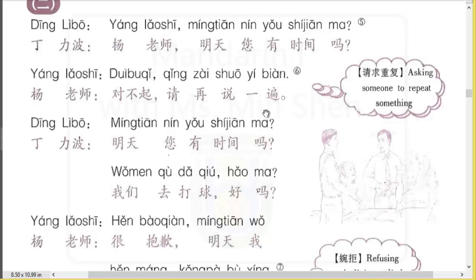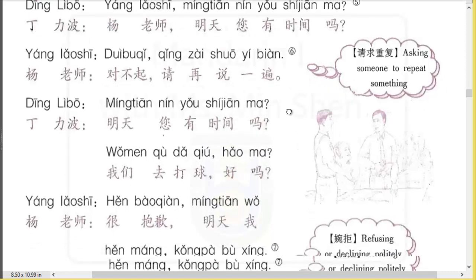How do you ask someone to repeat something? 请再说一遍. So we can also use this pattern to ask somebody to do something else. 请再吃, or please eat again. 请再喝, please drink again. 请再来一遍, please come again. 请再去一遍, please go again. 请再进来一遍, please enter again. Right, it happens. So remember this pattern first.